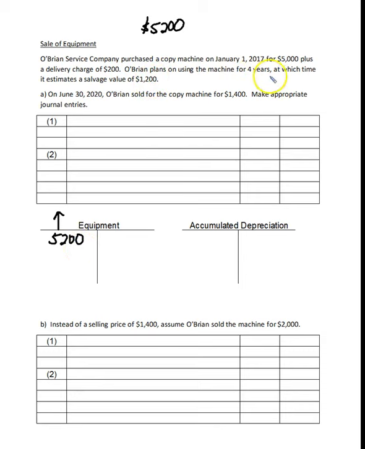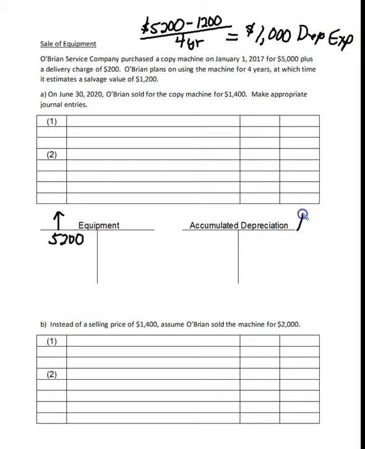Brian plans on using the machine for 4 years and has a salvage estimate of $1,200. So every year end, on December 31st, the company took the original cost of $5,200, subtracted the salvage, what they estimate they'll sell it for, and divided by 4 years. So that gave us an annual depreciation expense of $1,000 each year.